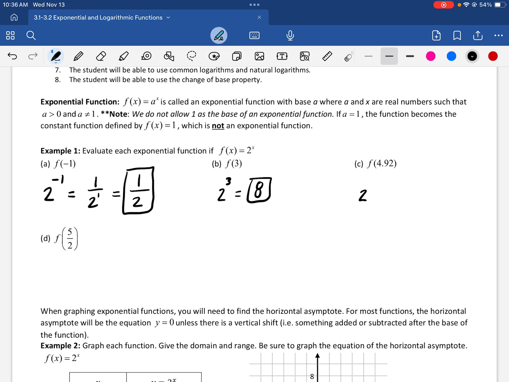Letter C, this one would be, because it's a decimal there, something you're going to have to put in your calculator. Just do 2 raised to that power and give an approximate answer here. And it comes out to be 30.27.